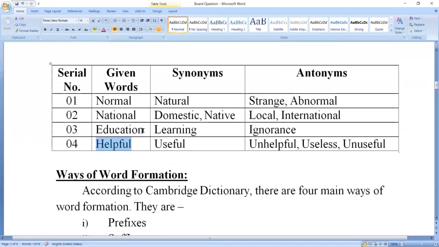Again, helpful is an adjective, and the synonym of helpful is useful, and we can make antonyms in many ways, like by adding "un" to the word helpful, that is unhelpful, or less to the word use, that is useless, which is the opposite of useful. And we also use "un" with the word useful, and it will make a new word, that is unuseful. So by adding either a suffix or prefix, we can make antonyms of some particular words. But this will not be applicable for all the words of English. But you have to understand which word takes which prefix or suffix to make the antonym of a particular word. Okay?